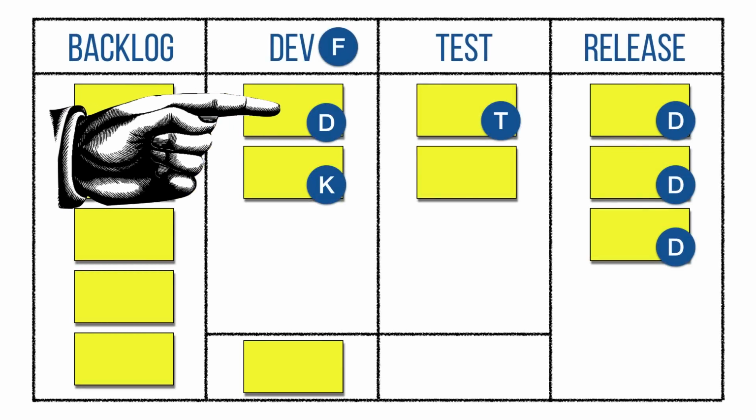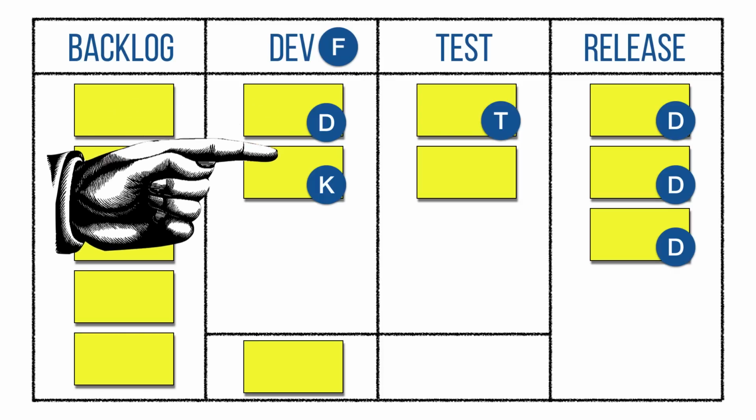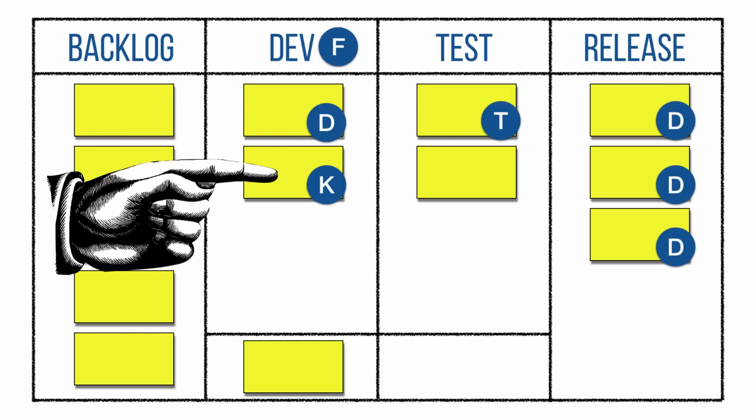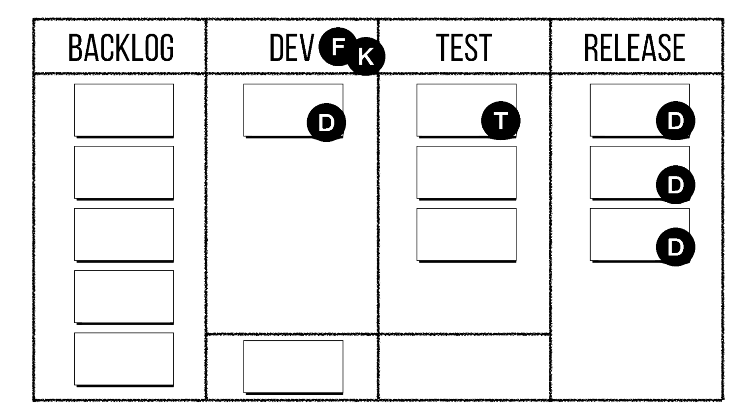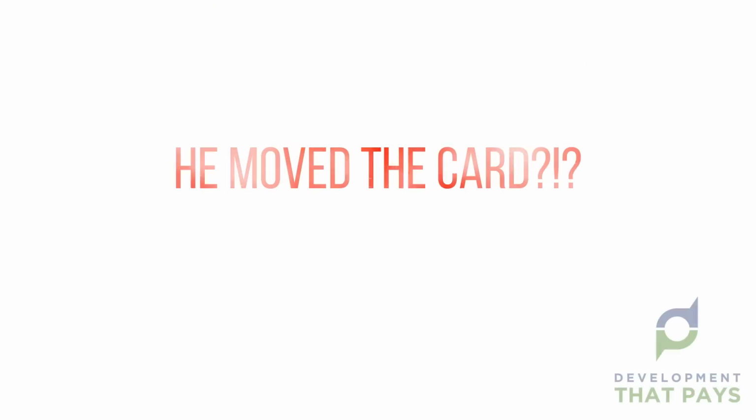The next card is this one. It's Dave's. He reports that he's just started, but so far it seems to be going well. Good enough for me. Next card is Kevin's. More good news. He completed the work just before stand-up. He moves the card over to the test column. Hold on a minute. He moved the card? Isn't that supposed to be my job? After all, I'm leading stand-up today.